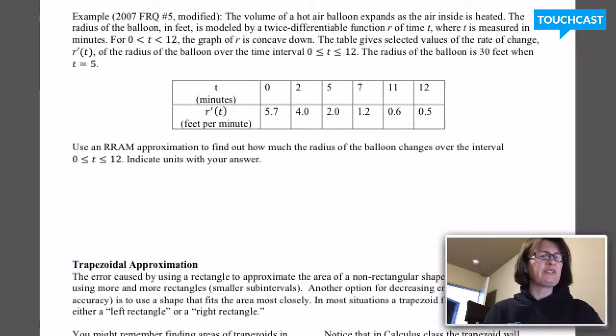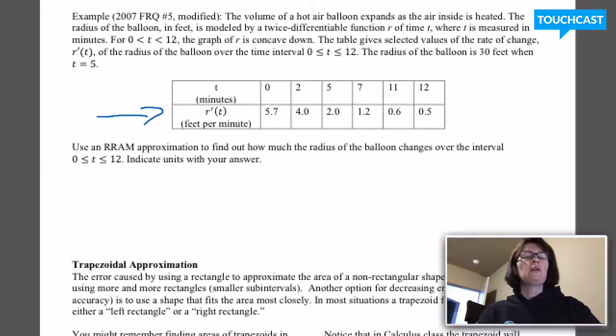So here's a problem you've actually already seen. I modified it, or I used a different part in your last test. Here we have a hot air balloon that's inflating, so the radius is increasing as the hot air balloon is inflated. I know that R is concave down, and here I have selected values of R prime. Use a RRAM approximation to find out how much the radius has changed. So I want to find out how much R has changed over the interval 0 to 12. Well, I can find out the change in R by finding the area under the R prime curve. R prime is measured in feet per minute. Time is measured in minutes in this case.